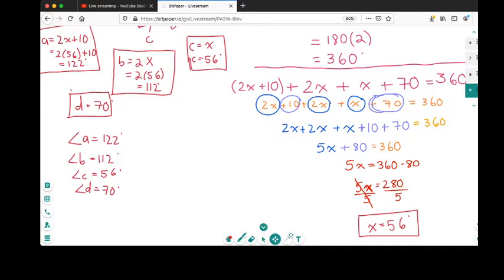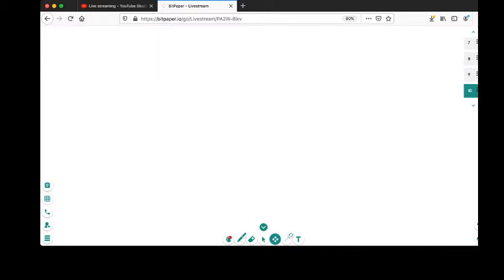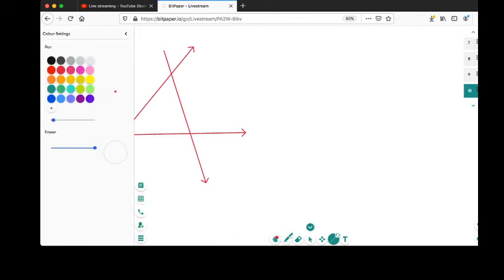Alrighty. So what we're also going to do here is solve another one of these more difficult ones. And I'll show you guys what I mean. So let's say that we have something like this, and that they've given us some of these angles.